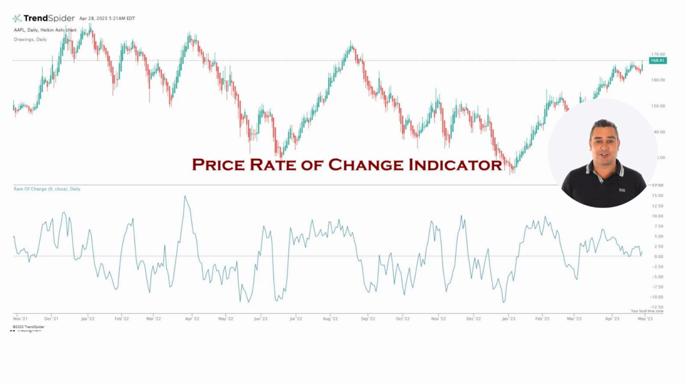The key here is not to overload your chart with too many indicators. Instead, pick 2 or 3 that work well together and use them to confirm your analysis.